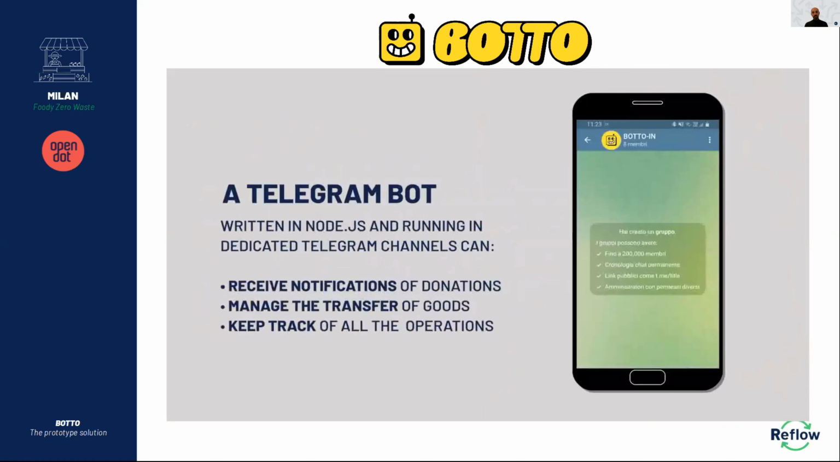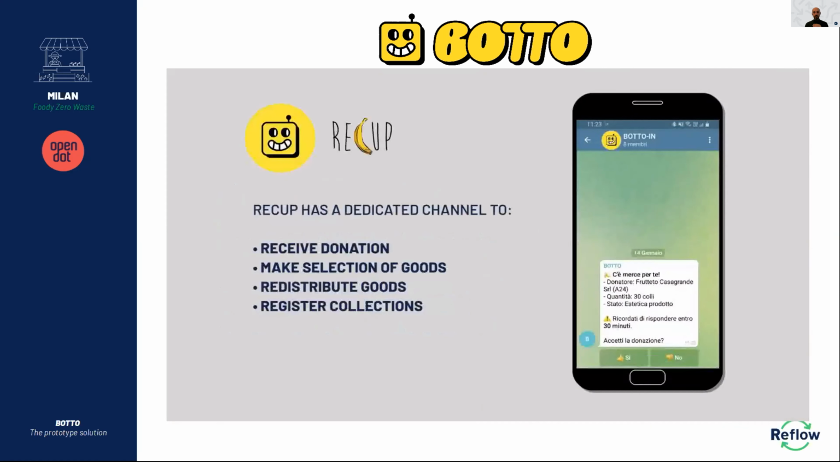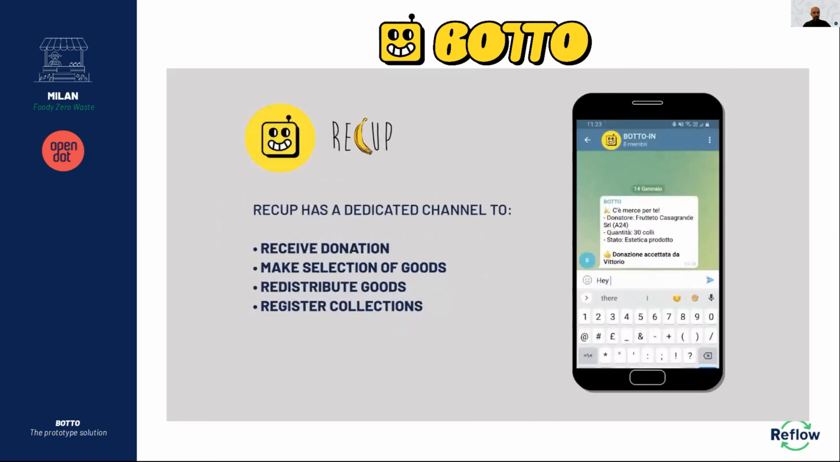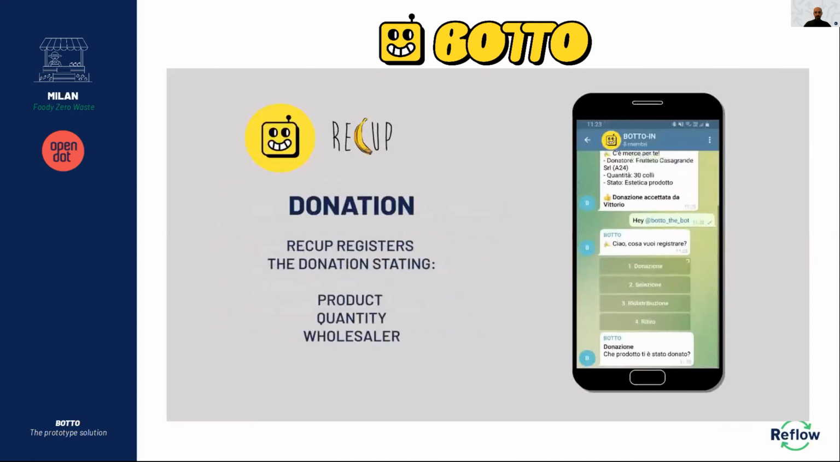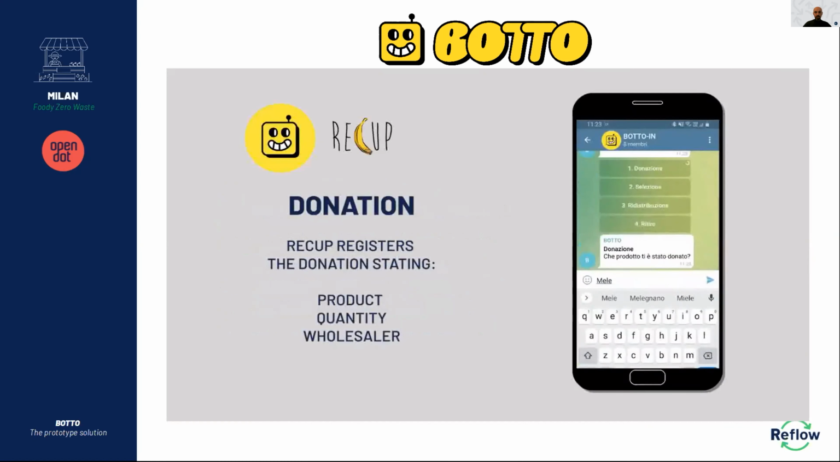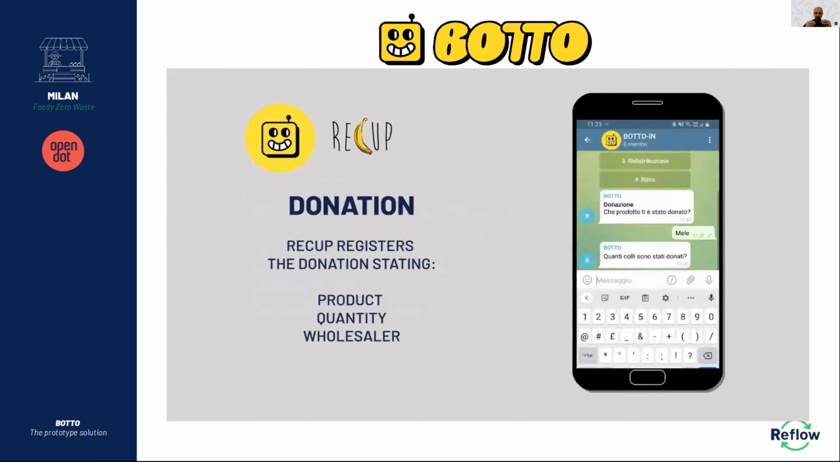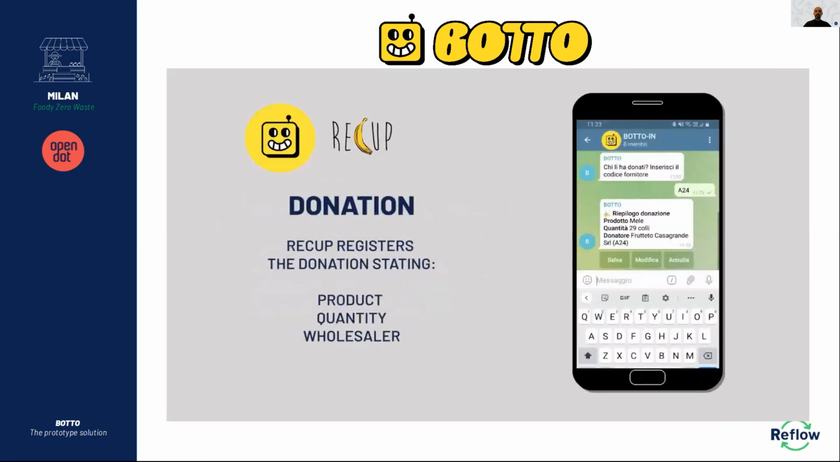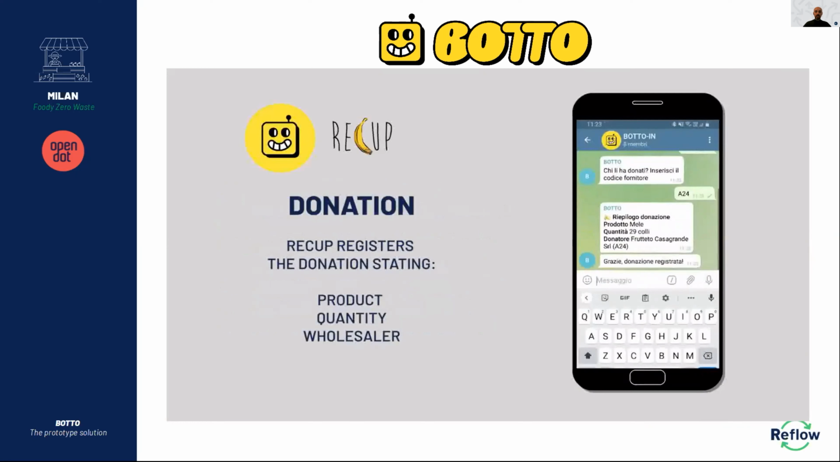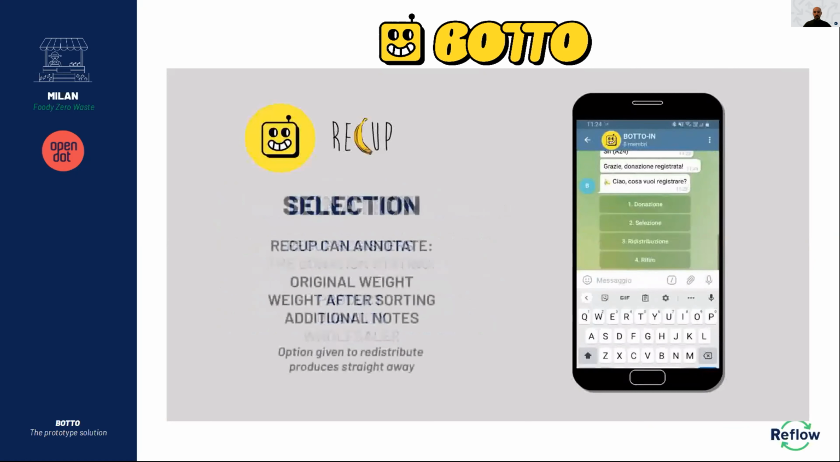This notification is automatically sent to the first Telegram bot, which notifies Recoup that someone, and that's also the name of the person that donated, is willing to donate something. If you accept it, then this information can be refined, expressing what kind of vegetables and fruits you have, how many boxes, the exact number, just to be precise, and double checking who donated. And at this point, you record the donation.